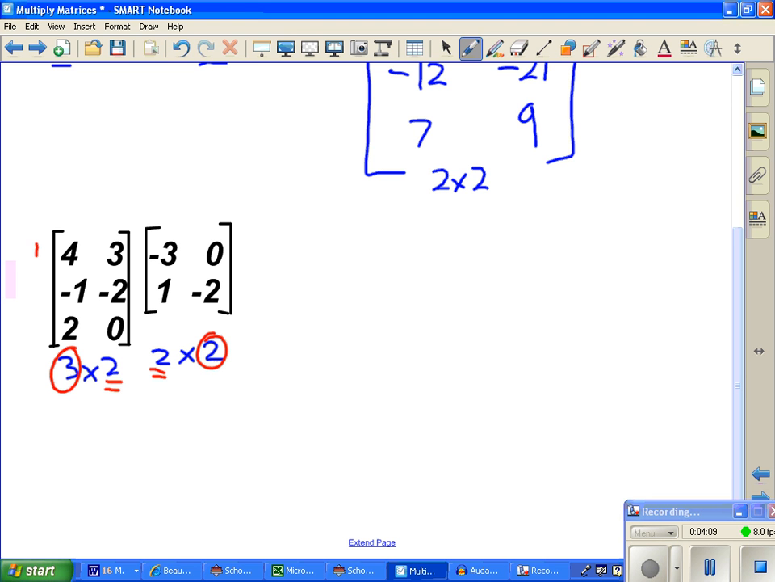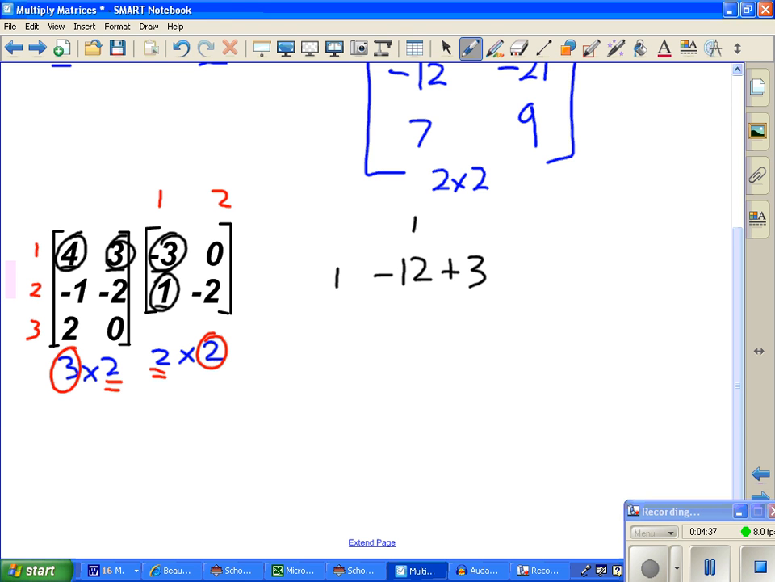Okay, I'm going to number these again so you can see what we're doing. Go across the row and down the column. So that's -12, and this is first row, first column. Okay, and now 3 times 1 is 3. Now hopefully it's making sense why these inside numbers have to match, so that every number in each row matches up with a number going down the column.